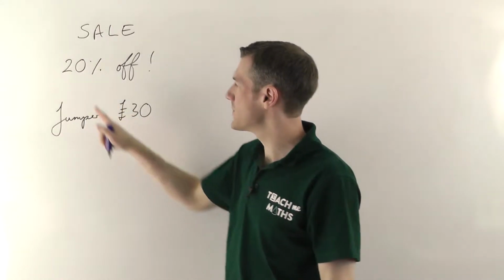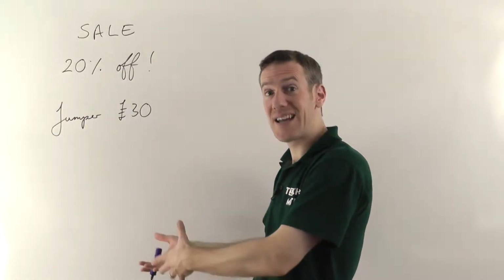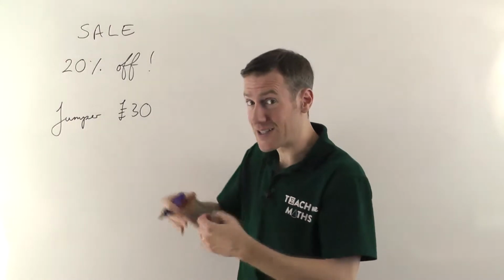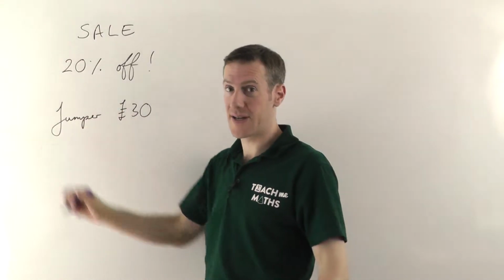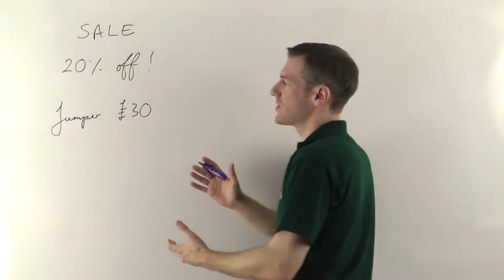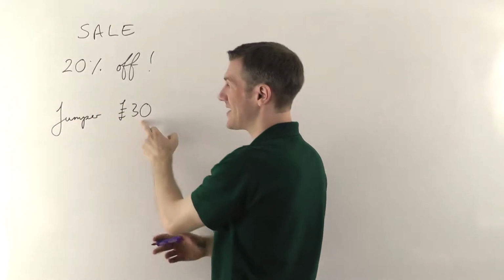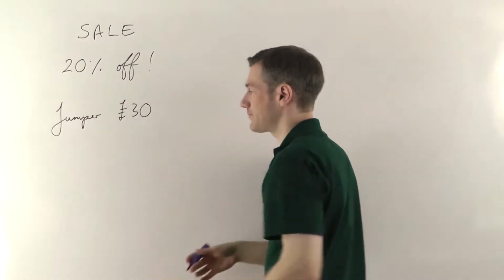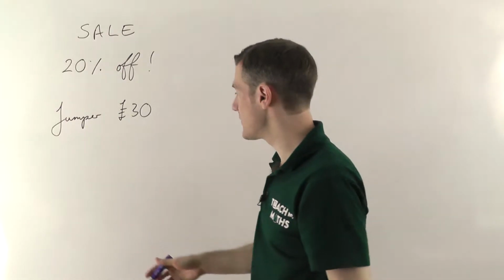So whenever you're doing percentage increases and decreases, and in this situation it's a percentage decrease, you need to work out what 20% of £30 is, and then you're going to take that off. The price will be decreased by 20%. So the way you want to do it is, first of all, find out what 20% of £30 actually is. So this is what we covered in the percentages video.